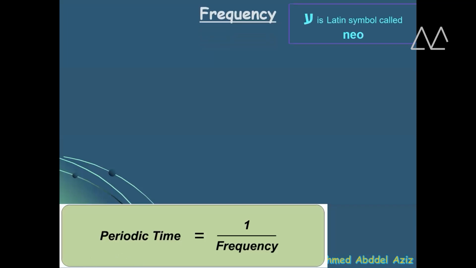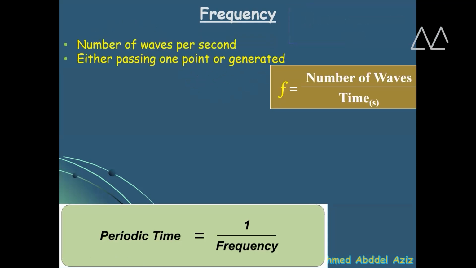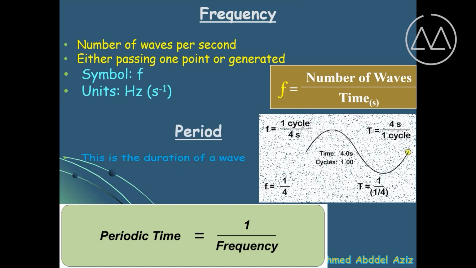Now we'll talk about frequency. Frequency is nu or f. It is the number of waves over time, which must be measured in seconds. The symbol of frequency here is f, and the measuring unit is hertz or second to the power of -1. It's the opposite of periodic time.